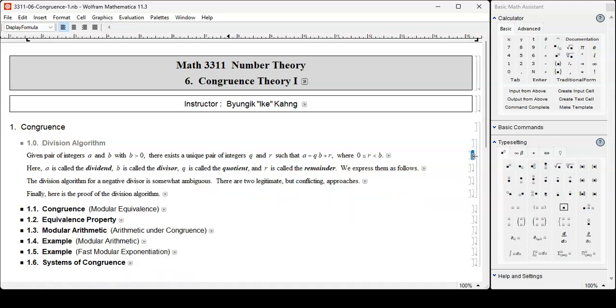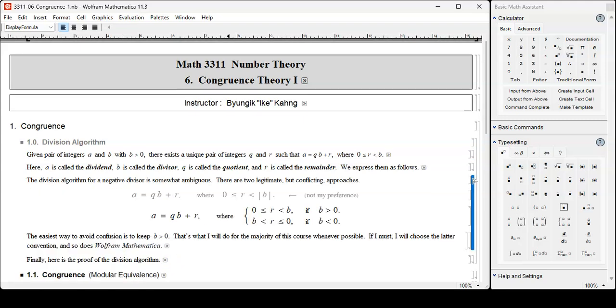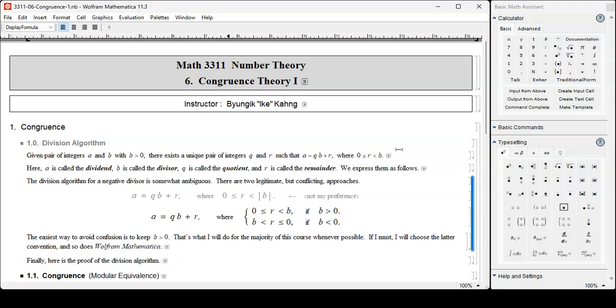One more comment, just one more comment, and then we are going to move out of this. The division algorithm for negative divisors is somewhat ambiguous. Some people do it this way, to keep r non-negative, but that's not my preference. I prefer it this way. When the divisor is positive, the remainder is positive. When the divisor is negative, then the remainder is negative.